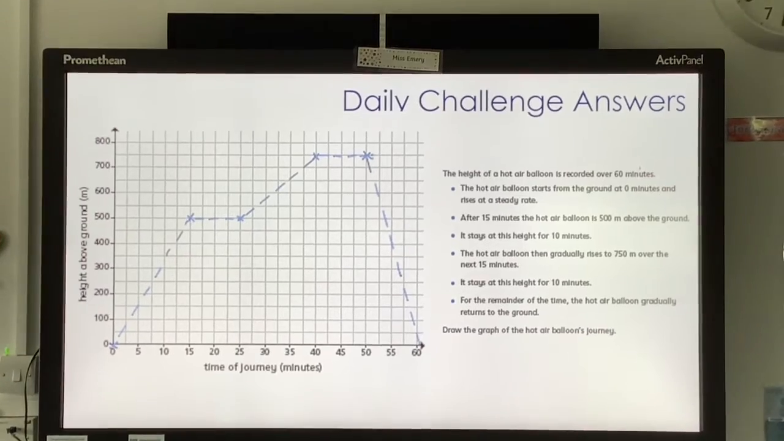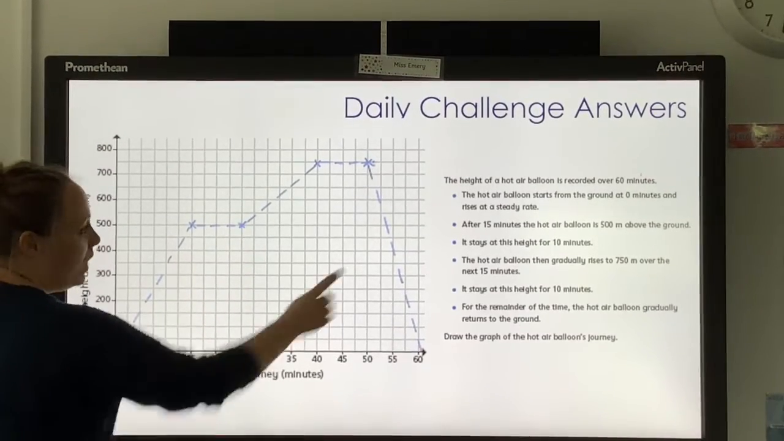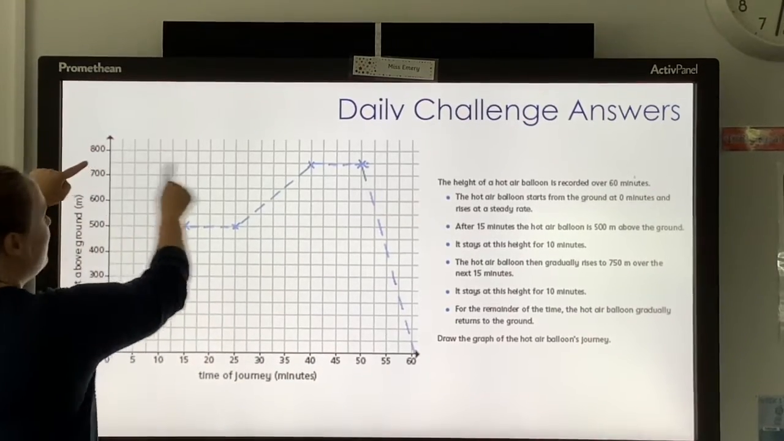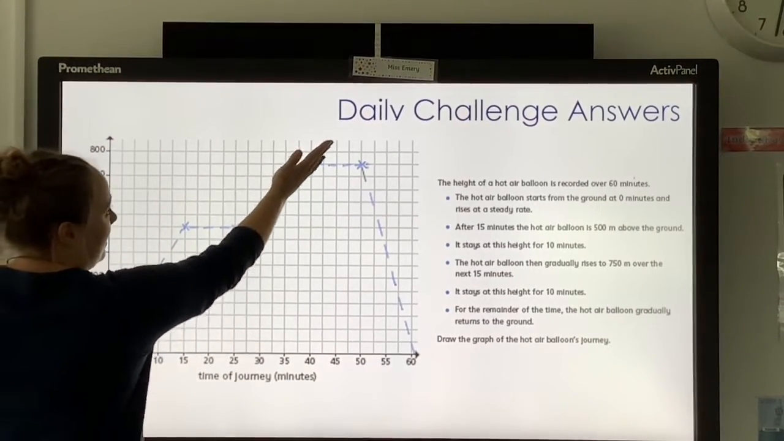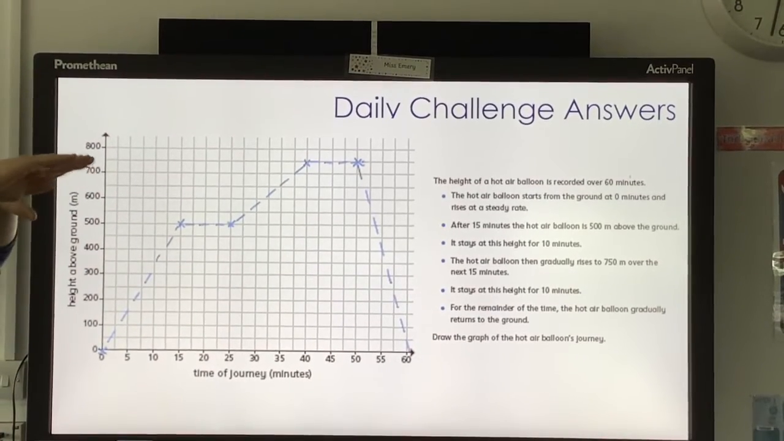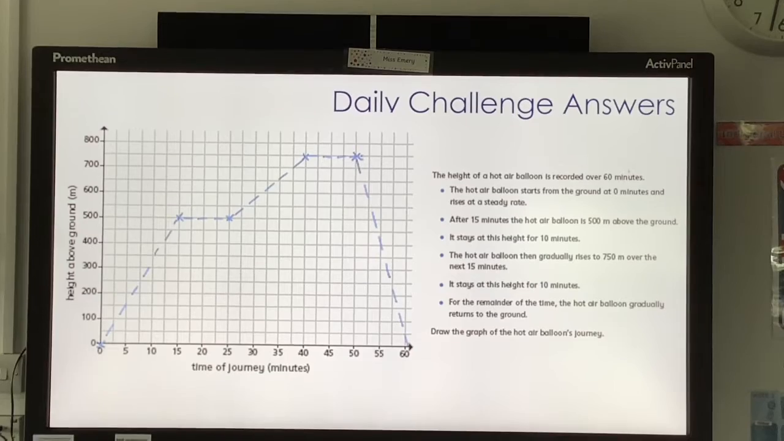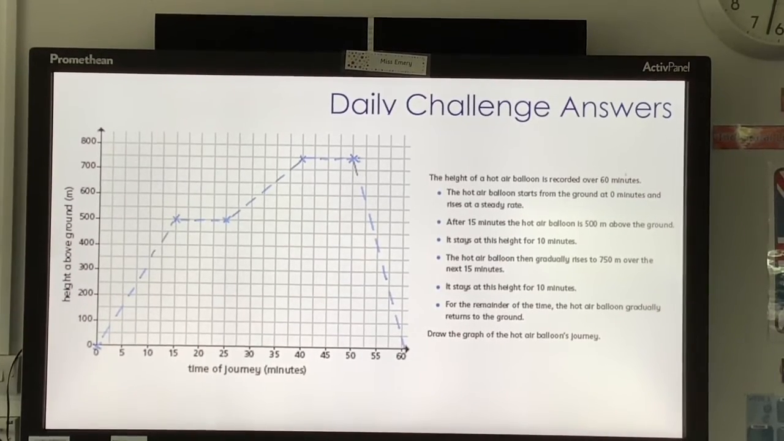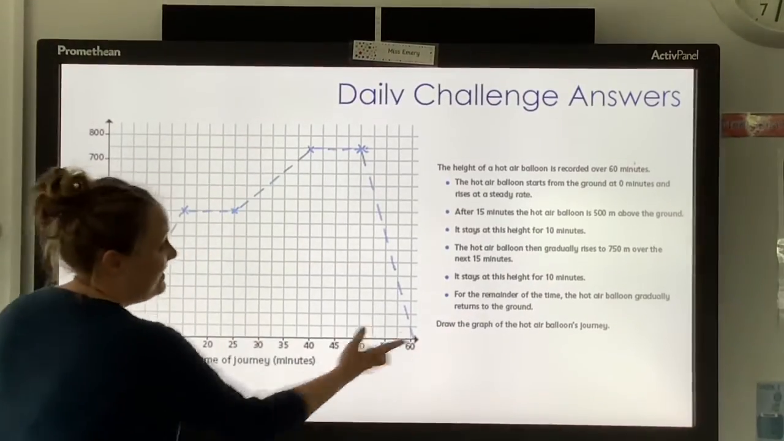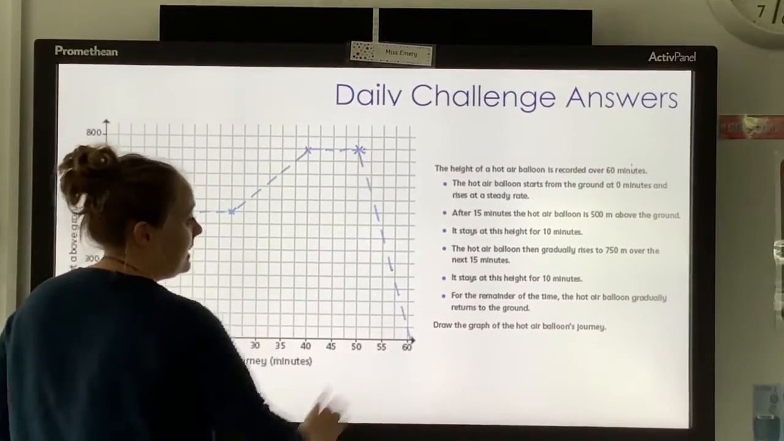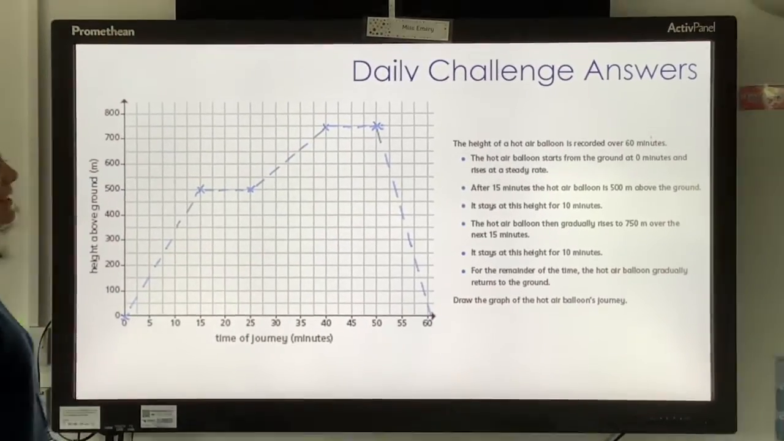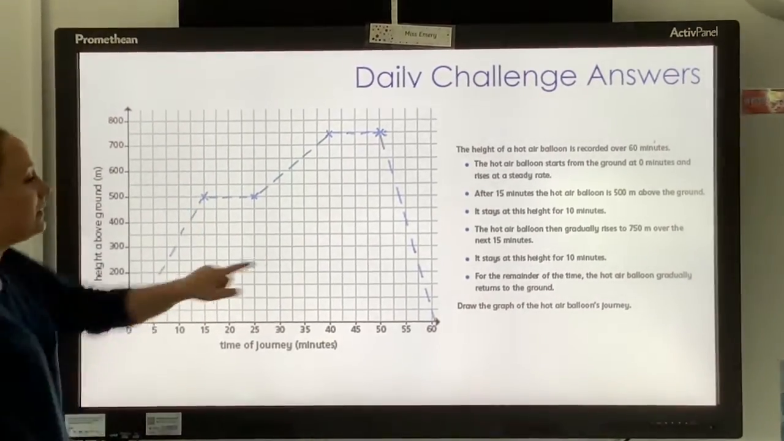Then it gradually rises again, so then you work out for how long, 15 minutes, find your 15 minutes, and then find 750, plot that, and again, a steady line because it's steadily rising. Then again, it stays the same, so your line plateaus at that height. Then it says for the remainder of time, it gradually returns. Now you know that it was 60 minutes, your graph ends at 60, so you just do a line down to 60. Well done if you got that, it's really cool. Beautifully explained. Extra points if you drew a nice little hot air balloon.